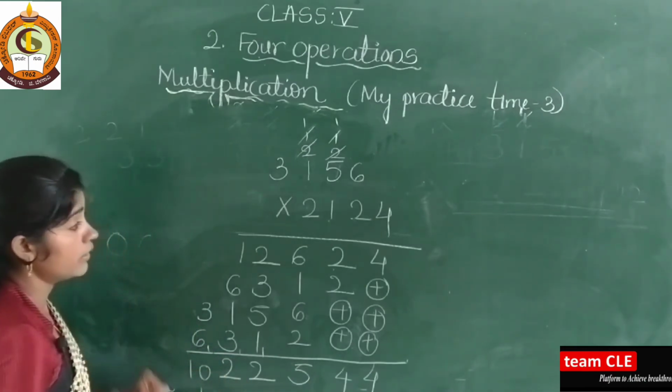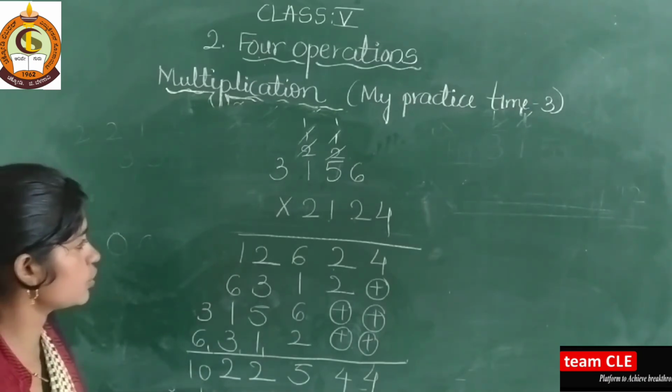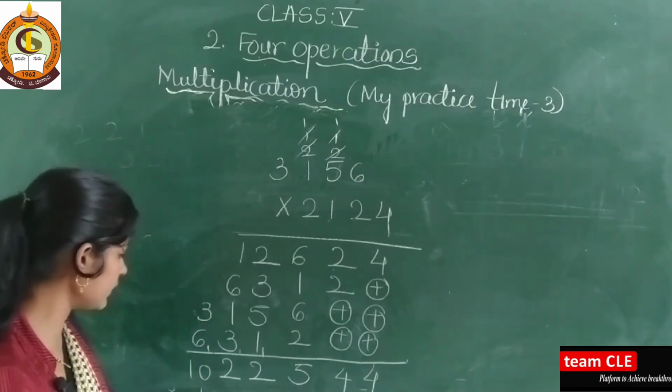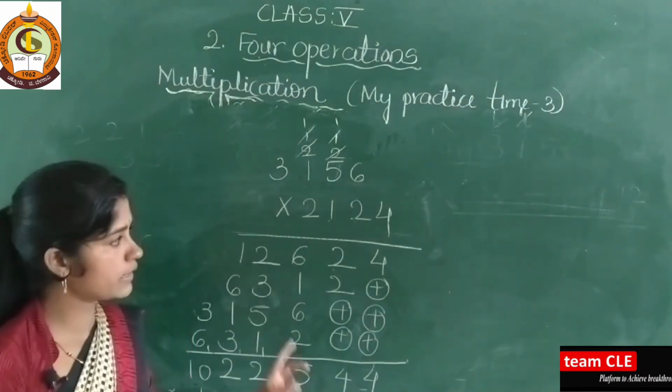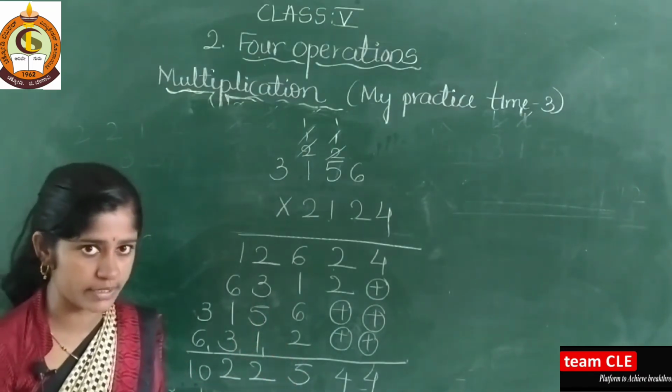See here, by multiplying 3, 1, 5, 6 into 2, 1, 2, 4, I got the result here 1, 0, 2, 2, 5, 4, 4 as the answer. See here, in this class I have solved 2 examples.